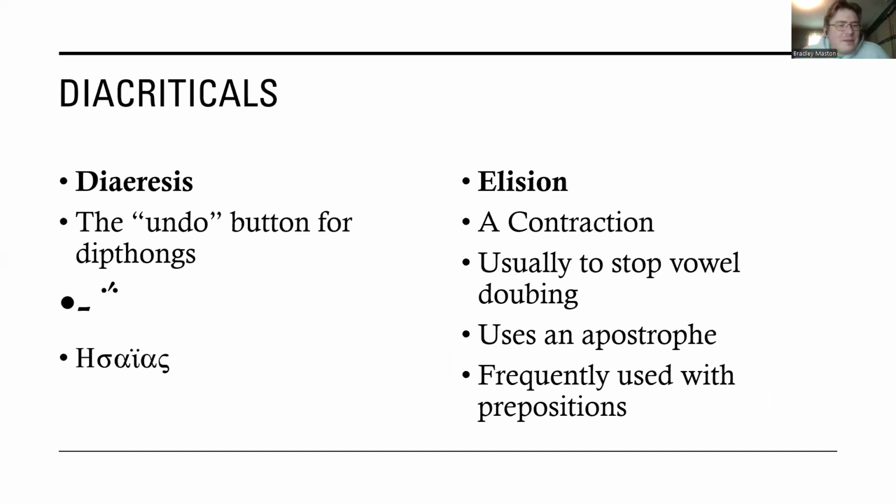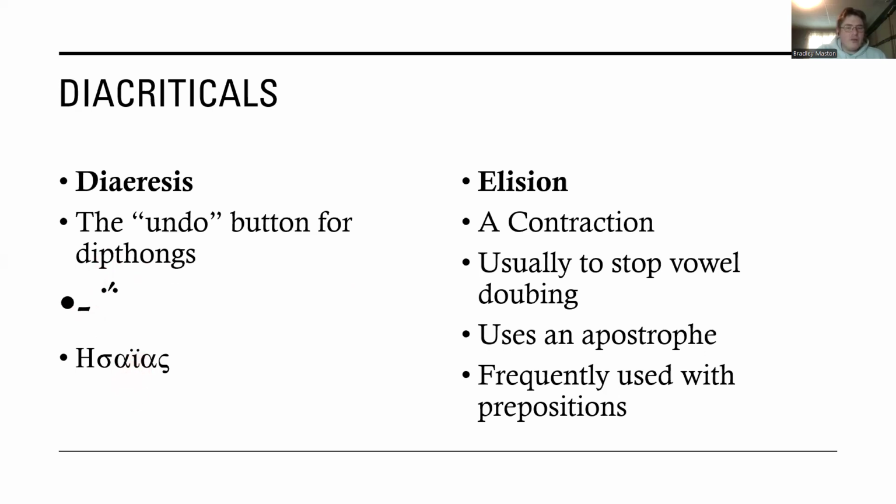So now we get to talk about diacriticals, another great word for your flashcard set. Diacriticals are these different movements that help us understand certain things that are going on within the text. So the diaeresis is the first one, and it's notated as these two little dots over a vowel that you might think is a diphthong, right?